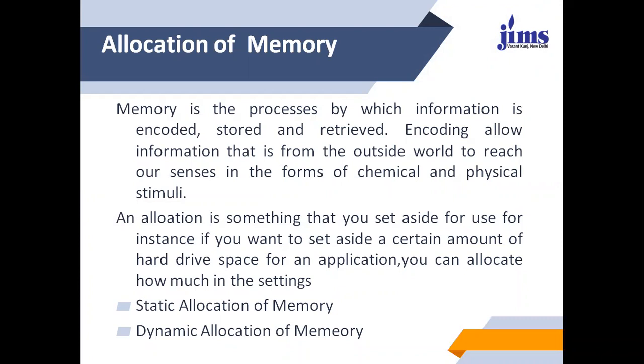Memory is the process by which information is encoded, stored, and retrieved. Encoding allows information from the outside world to reach our senses in the forms of chemical and physical stimuli. And allocation is something that you set aside for use. For instance, if you want to set aside a certain amount of hard drive space for an application, you can allocate how much in the settings. There are two types of memory allocation. Number one, static allocation of memory, and number two, dynamic allocation of memory.